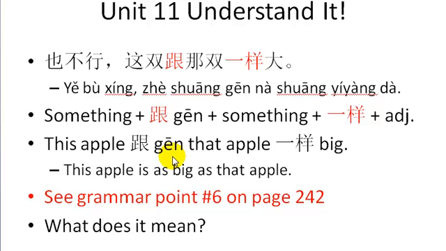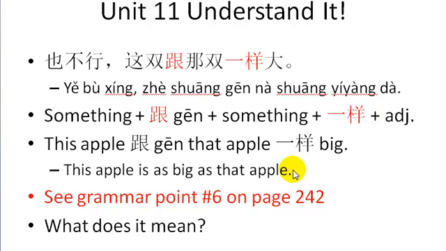Your book is as big as my book. Your book has as many pages as my book. I've learned as much Chinese as you have. These two books are the same size. This book is as big as that book. Okay, so for example, this apple 跟 that apple 一样 big. So this apple is as big as that apple.